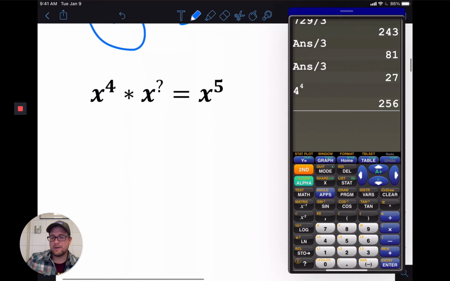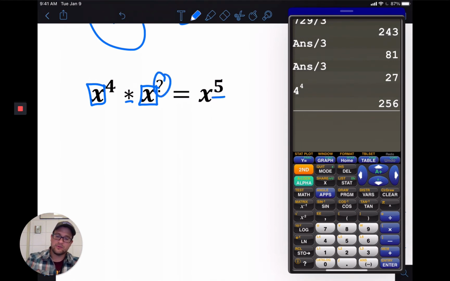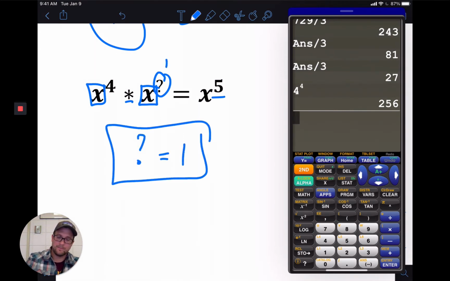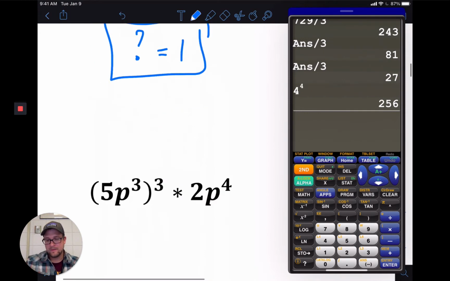Moving on, down to the bottom, we get x to the 4th times x to the something is equal to x to the 5th. This is when we got to think a little bit. We are multiplying things that have the same base. How do we get that exponent? And hopefully you think to yourself, well, when I multiply things with the same base, we add exponents. So 4 plus what equals 5? 1, of course. So that means our question mark here has to be equal to 1. Nice job. Let's keep moving along.